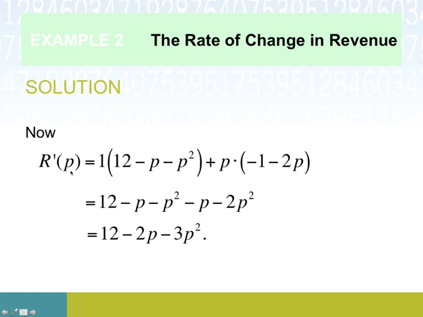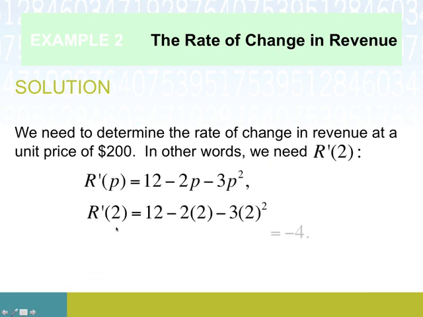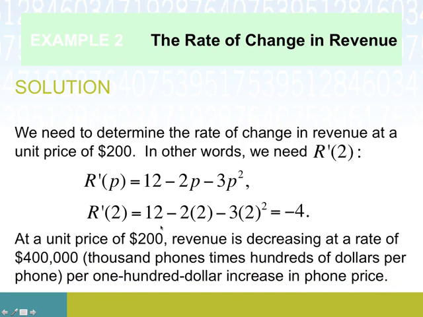But we aren't done because what we really wanted was to evaluate this at a particular value. We were supposed to figure this out when we had a unit price of $200. And again, recall that because the units on P are already hundreds of dollars, we really just want P equals 2. So R prime of 2 takes our revenue derivative function, plug in 2, and we get negative 4 out of there. The units on this are a little bit worse than what we might generally expect, but still manageable.